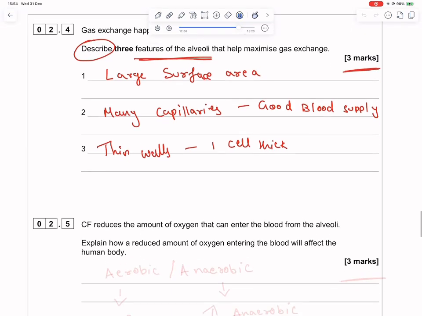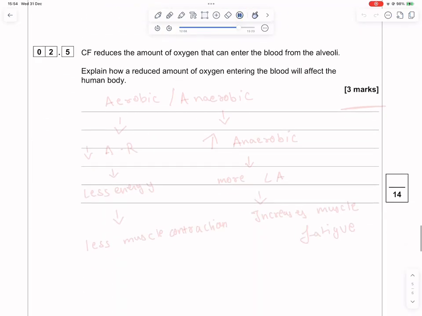Now, let's move on to question number 2.5. Cystic fibrosis reduces the amount of oxygen that can enter the blood from the alveoli. Explain how a reduced amount of oxygen entering the blood will affect the human body. This is for 3 marks.